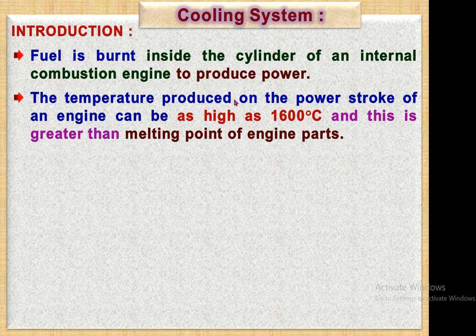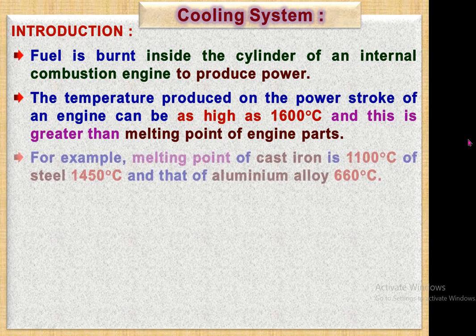So the temperature produced on the power stroke of an engine can be as high as 1600 degrees Celsius, and this is greater than the melting point of the engine parts, meaning it is too high a temperature. At that temperature, if we do not reduce it, it may cause melting of the engine parts. So it is quite necessary to drop down the temperature of the engine system.